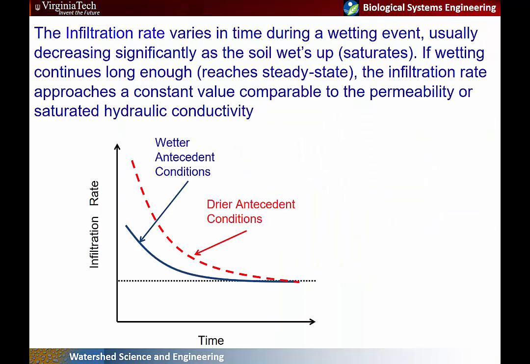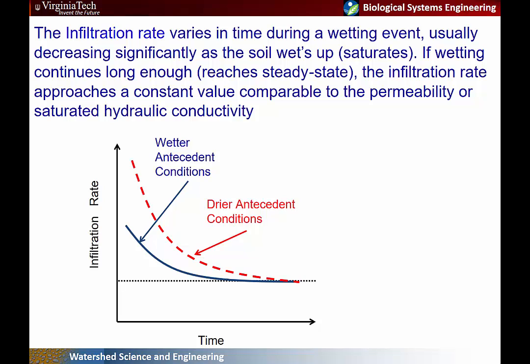So the infiltration rate varies in time during a wetting event. What I'm showing here is how the infiltration rate changes over time during, let's say, one precipitation event. Usually the infiltration rate decreases as the soil saturates. And if the wetting continues long enough, we reach what's called steady state condition, and the infiltration rate approaches a constant value. It's not changing very much anymore down here.